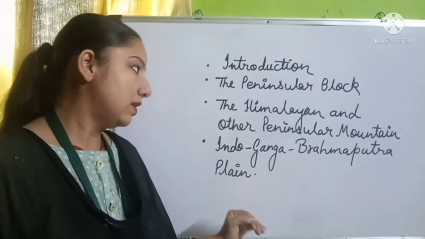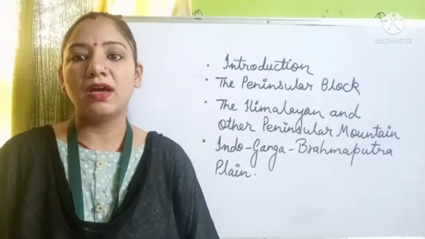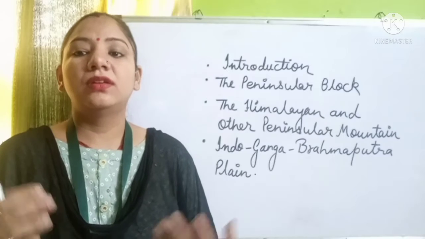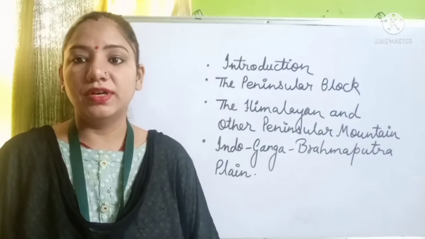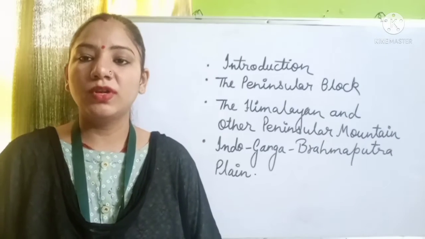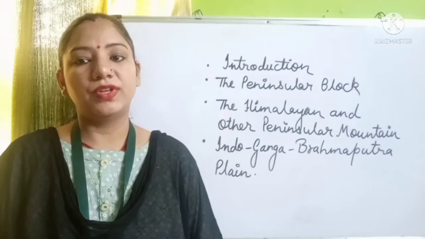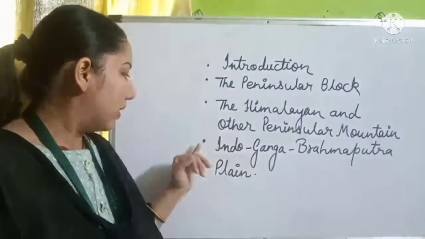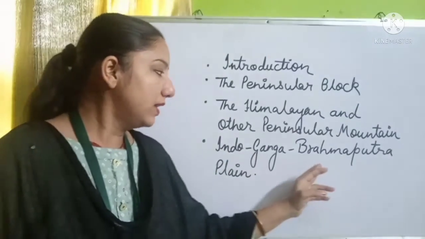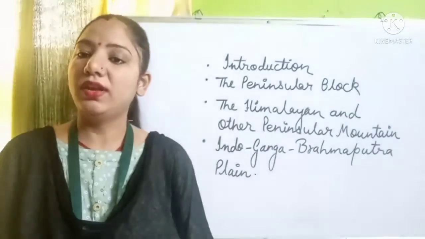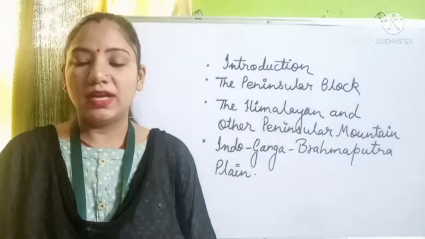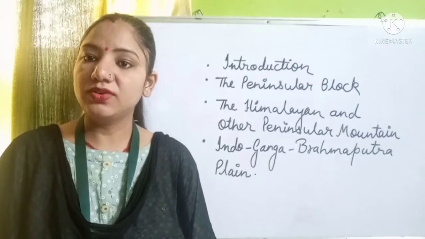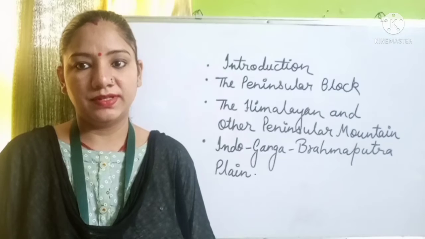the Indo-Ganga-Brahmaputra plain. After the formation of the Himalayas, the latest formation was the plains, which were formed with the help of rivers. The main rivers were the Indus, the Ganga and the Brahmaputra in the northern side. So let's start today's video with the introduction of the chapter.